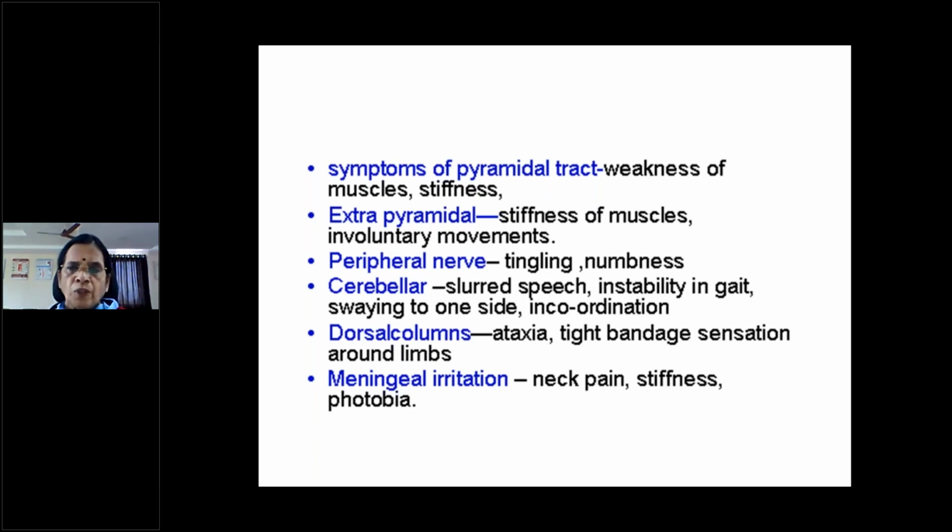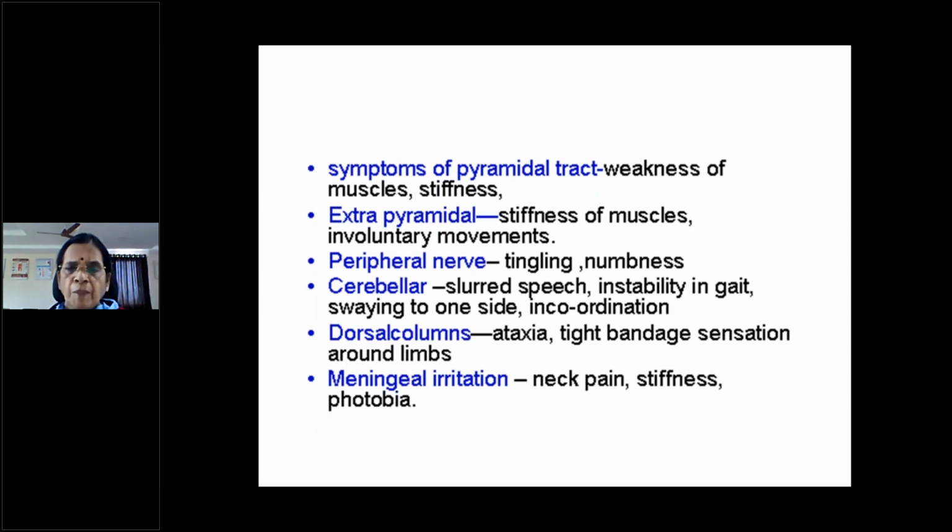And in the peripheral nerve also, the patient can have weakness, but usually it is associated with sensory symptoms like tingling and numbness. So if the patient has weakness as well as tingling and numbness, it is more suggestive of a peripheral nerve. So from the history itself, we can make out whether the pyramidal tract or extrapyramidal tract is involved, or whether it is a peripheral nerve. And sometimes in a cerebellar disease also they can have weakness, but usually they will have associated symptoms like slurred or drunken speech, and instability in the gait. They will be swaying to one side or the other, and they can have incoordination of the muscles.